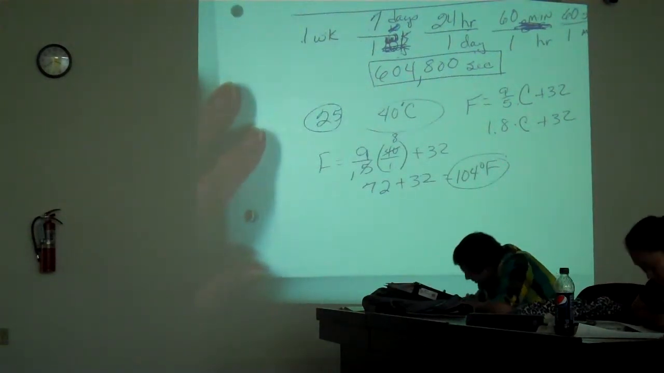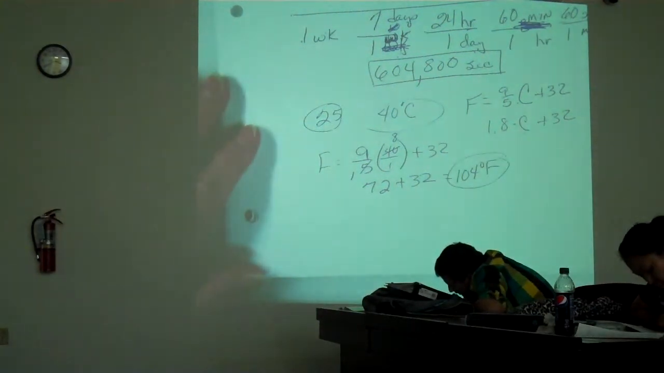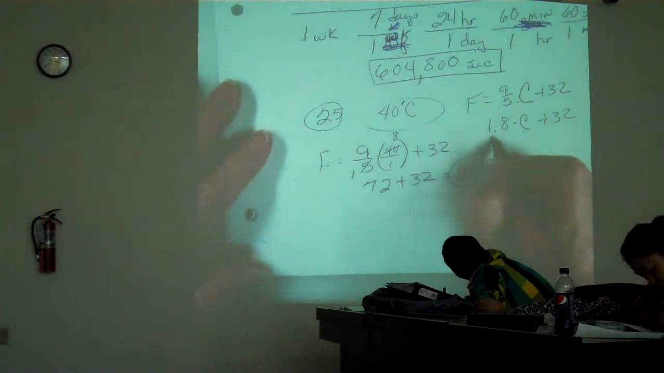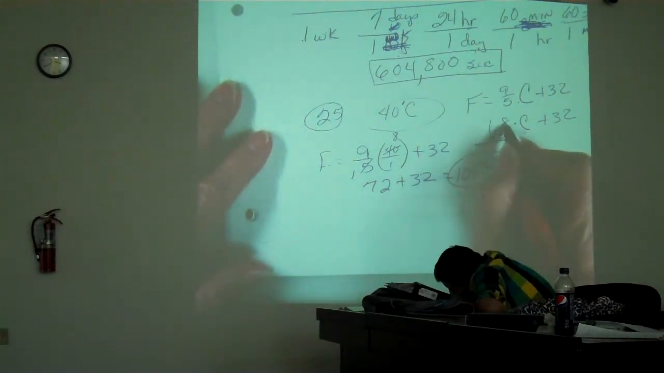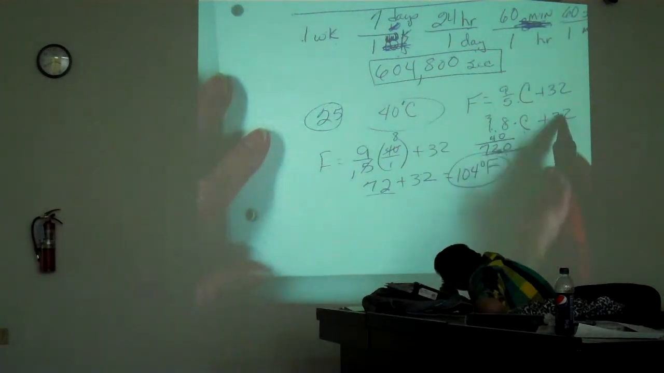And it should come out exactly the same if you do 1.8 times 40 and then you add 32. 4 times 8, 32, 4, 5, 6, 7. See, that came out to 72 the same way. 72 plus 32 is the same thing.